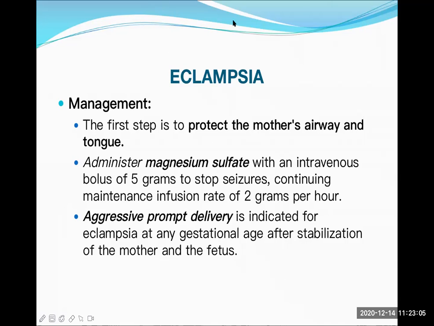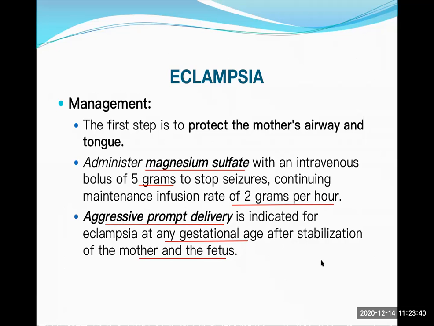Administer magnesium sulfate. This is the drug of choice here. Magnesium sulfate with an intravenous bolus of 5 grams to stop the seizure, and continue the maintenance infusion at a rate of 2 grams per hour. So if somebody asks you which is the drug of choice in case of eclampsia, remember the name magnesium sulfate. Another point: aggressive prompt delivery is indicated for eclampsia at any gestational age after stabilization of the mother and the fetus.